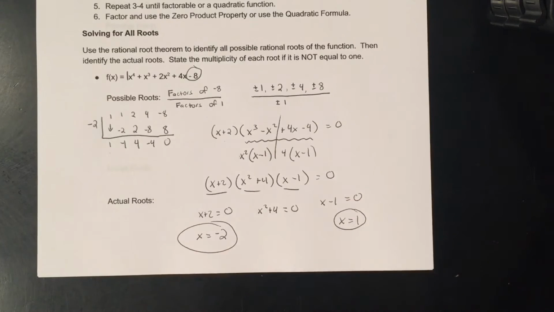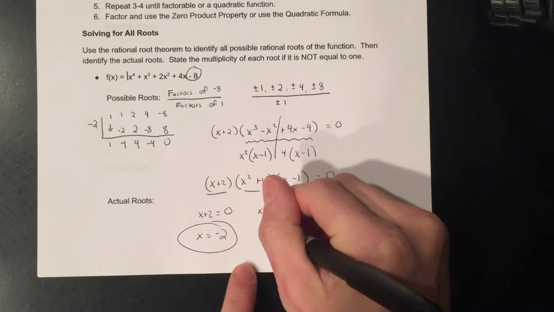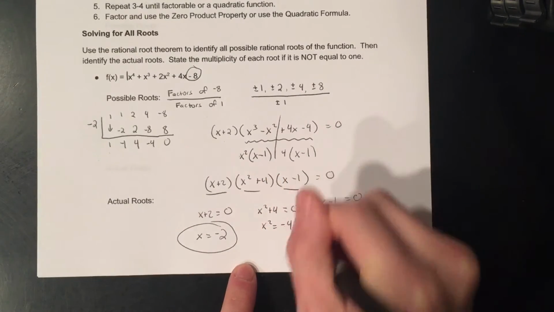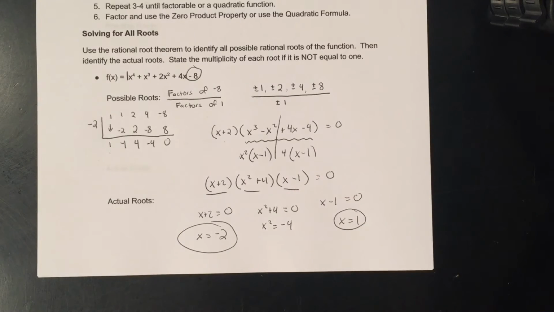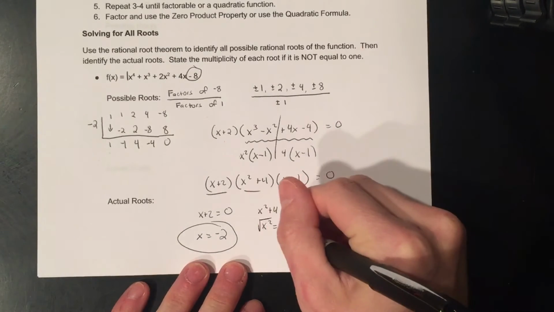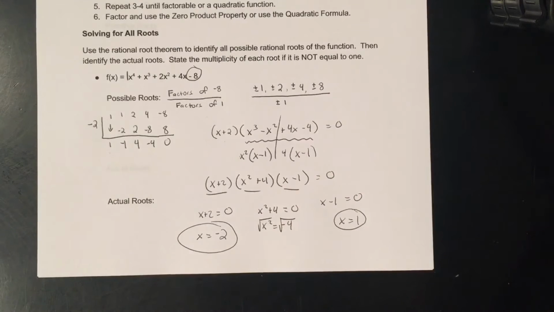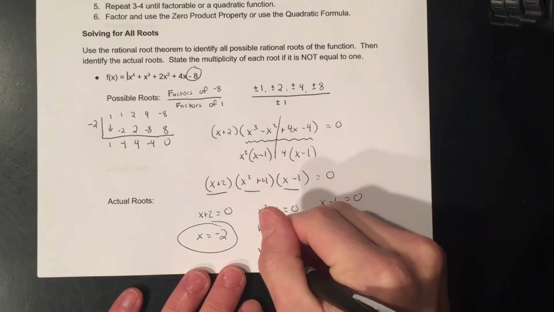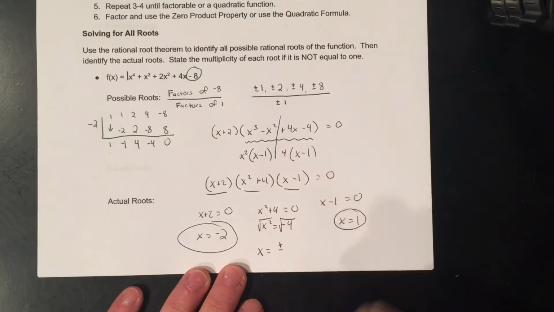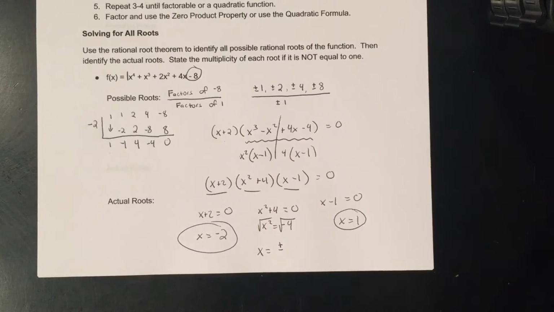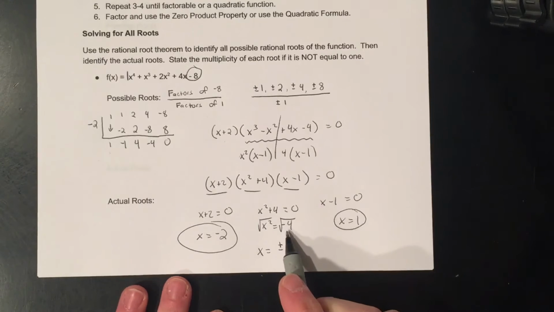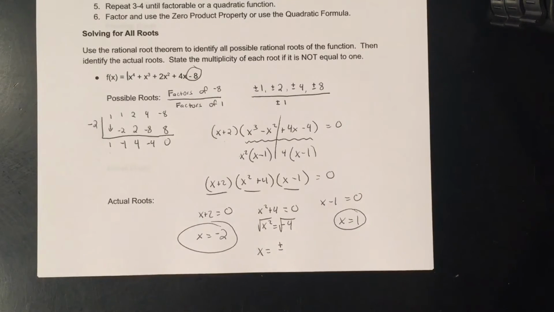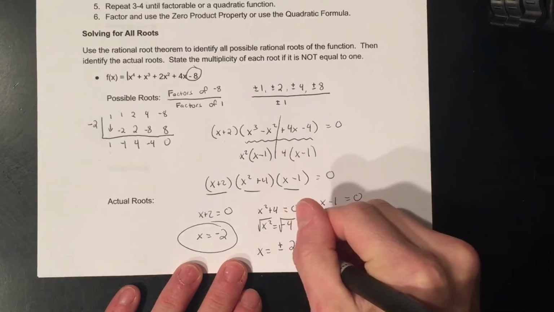I'm going to subtract 4 on each side, and we get x squared equals -4. Now when I solve and take the square root, notice I'm taking the square root of a negative. This leads to imaginary numbers. X equals plus or minus. We always put plus or minus when we take a square root of something. It's the square root of -4. Well, the square root of 4 is 2. The square root of -4 is 2i.